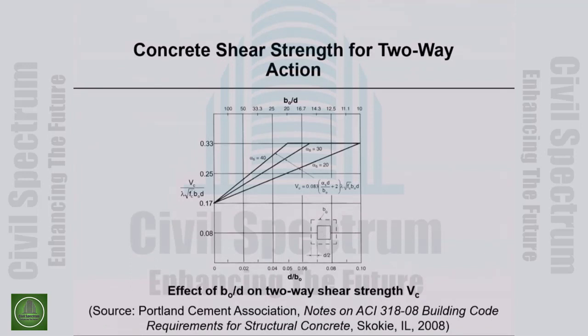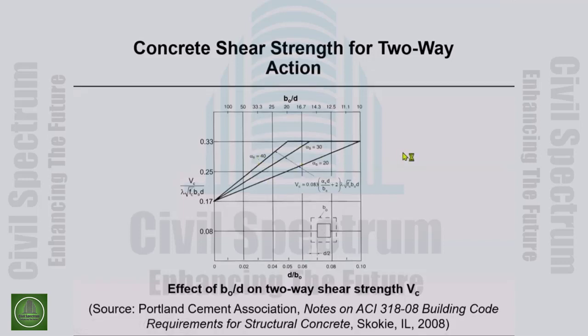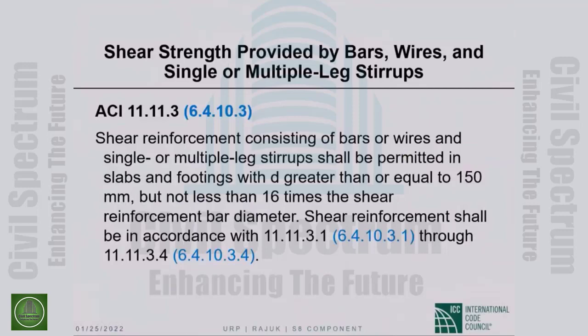Anyway, this is the influence of beta on V sub C, and this is the influence of, in the second expression, we have alpha sub s and b sub 0 over d. b sub 0, the perimeter of the critical section, divided by the effective depth. Again, we have taken the reciprocal of that. Instead of b sub 0 over d, we have taken d over b sub 0. On the y-axis is V sub C. And you see the influence of whether it's an interior column, an edge column, a corner column, and also the influence of this b sub 0 over d ratio. Obviously, we can never go above 4 square root of f sub c prime. This again is 2 square root of f sub c prime. For practical situations, you will not fall far below 4 square root of f sub c prime.